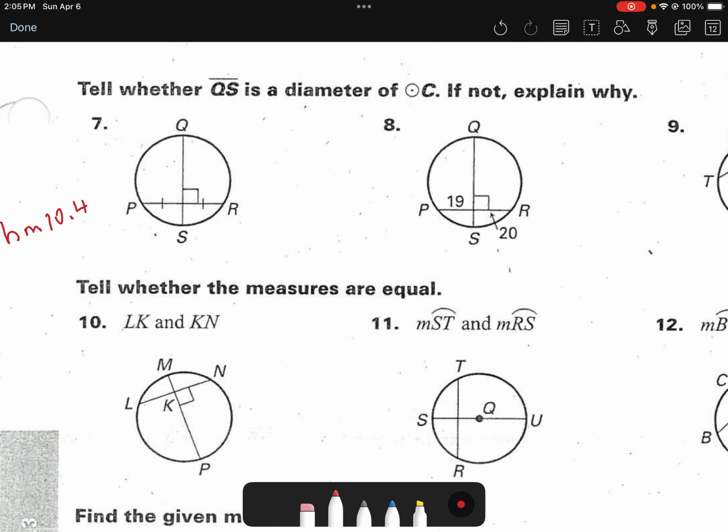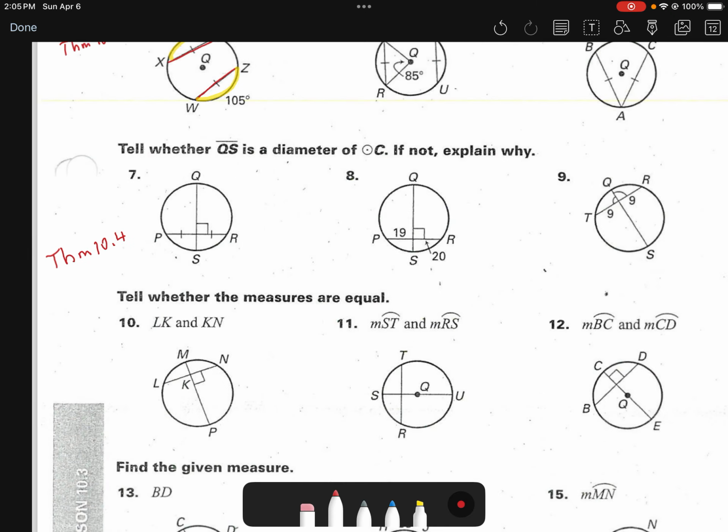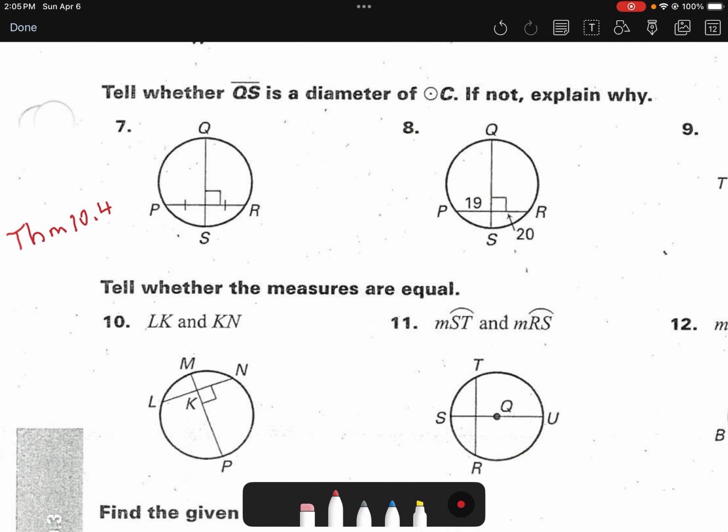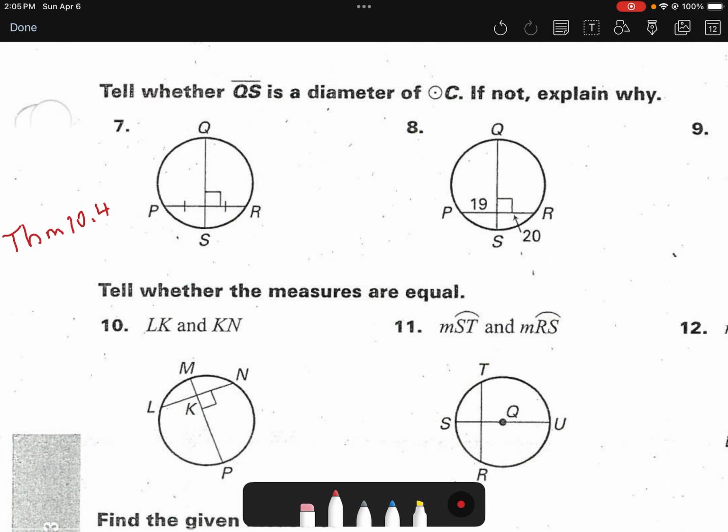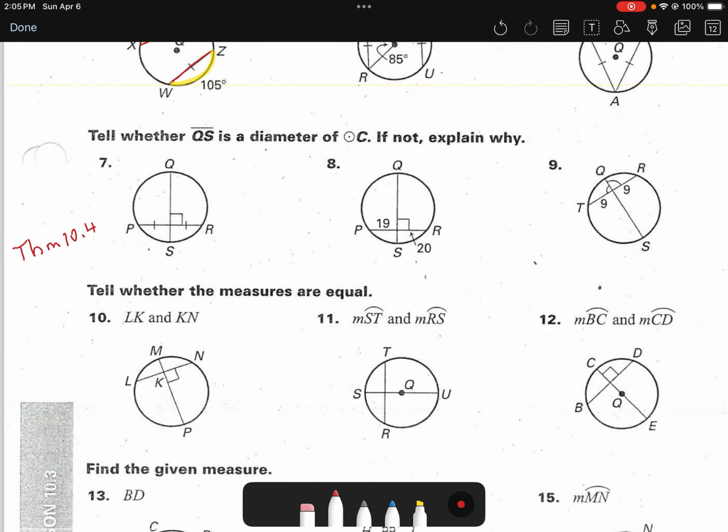Next section down. Tell whether segment QS is a diameter of the circle. And this would be circle C. So point C is the center. If not, explain why. It doesn't really look like point C appears on any of these. That's weird.